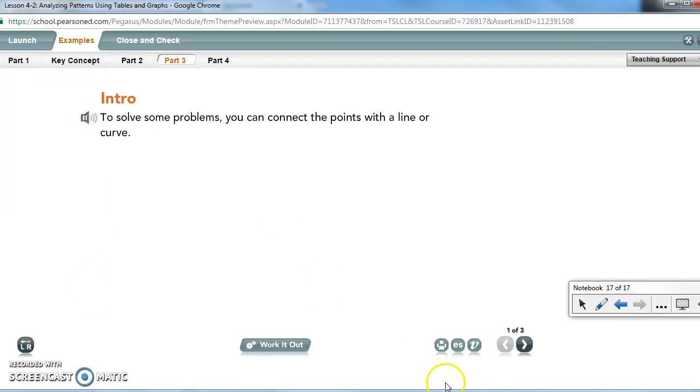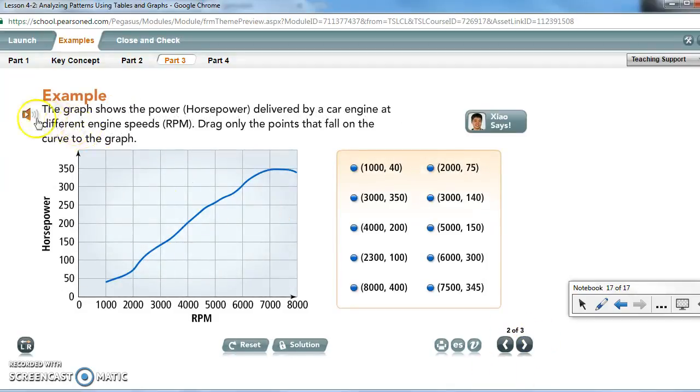To solve some problems, you can connect the points with a line or curve. The graph shows the power delivered by a car engine at different engine speeds. Drag only the points that fall on the curve to the graph.